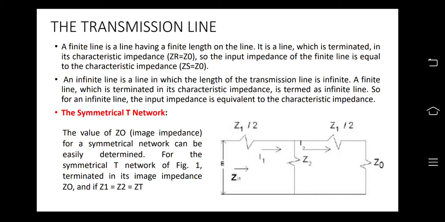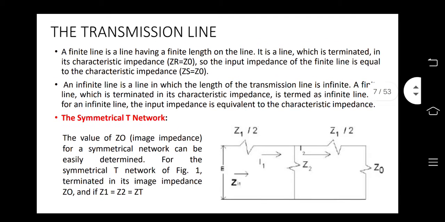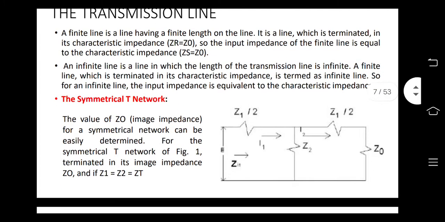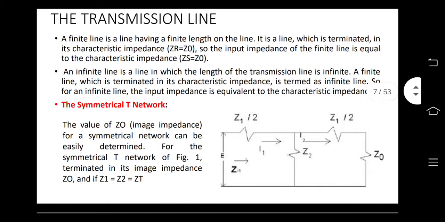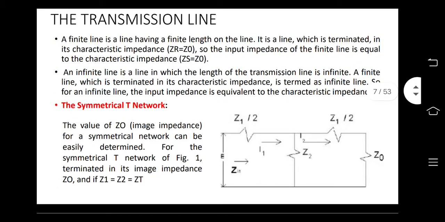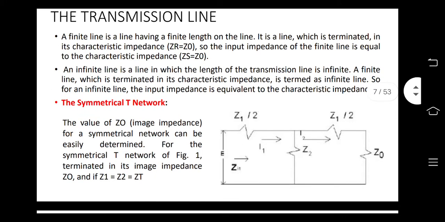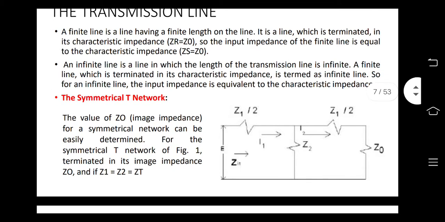An infinite line is a line in which the length of the transmission line is infinite. A finite line which is terminated in characteristic impedance is also treated as an infinite line. So, for an infinite line, the input impedance must be equal to the characteristic impedance.